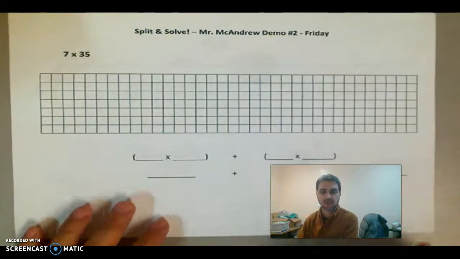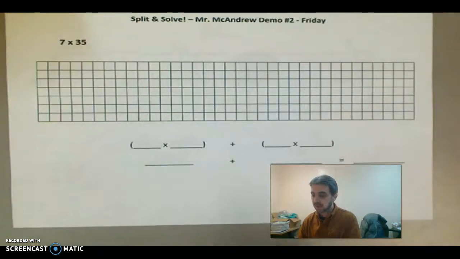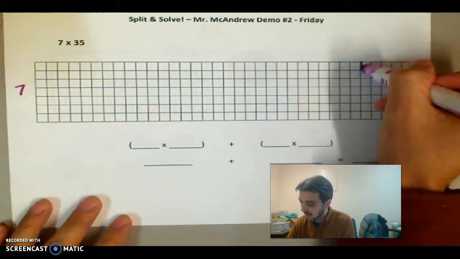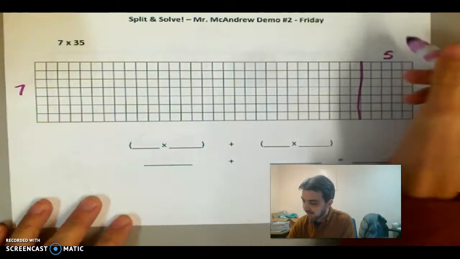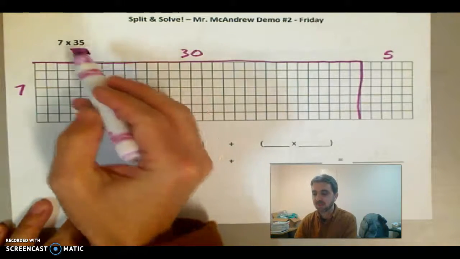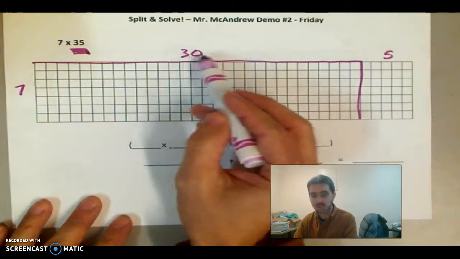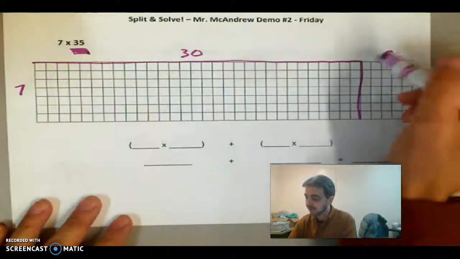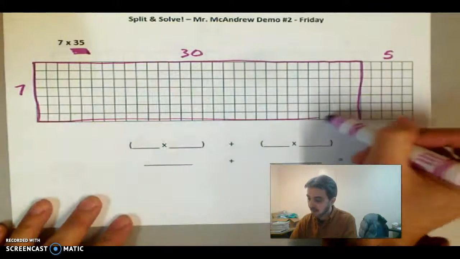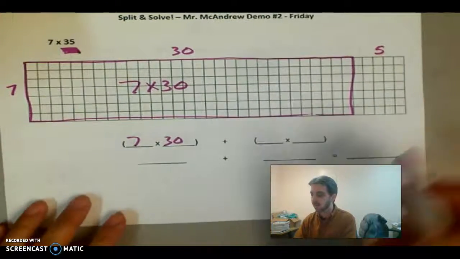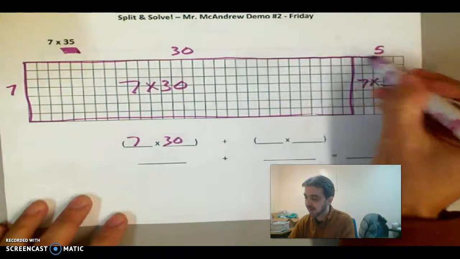So just to demonstrate one more, here is 7 times 35. So this is going to be 7, and 1, 2, 3, 4, 5. This is going to be 5, and this is going to be 30, because we're breaking up 35 into tens and ones. So there's 30, right? The value of the 3 in the tens place is 30, and here's your 5. So one rectangle is going to be 7 rows of 30, and the other rectangle is going to be 7 rows of 5.